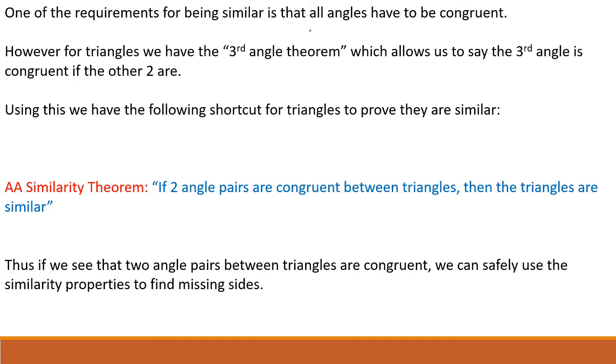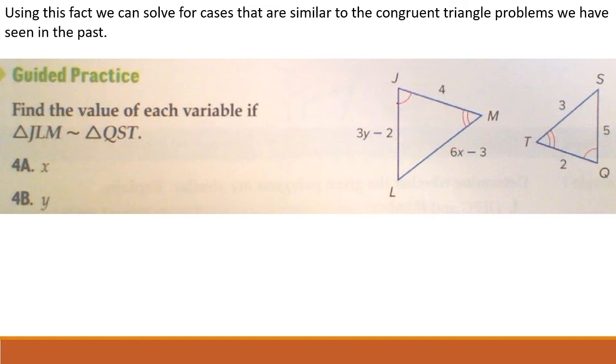And again, it comes from this idea of the third angle theorem. Basically, for any polygon, if all the angles are congruent, then we have similar polygons. Well, for a triangle, because of the way the angles work, you only really need two, because if you have two angles, you know the third angle has to be congruent because of the third angle theorem. So it just boils down to this AA similarity theorem, which is if you have two congruent angle pairs, then the triangles are similar. So like in this case, we instantly know, hey, these triangles are similar because they have two matching angle pairs.